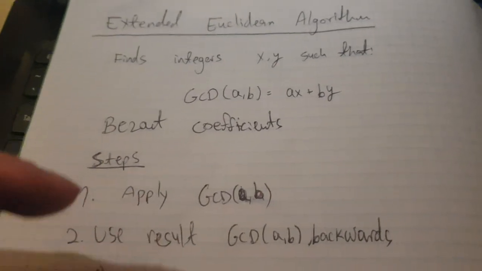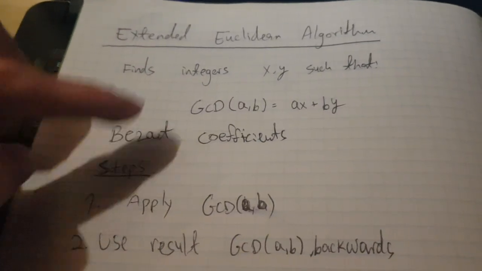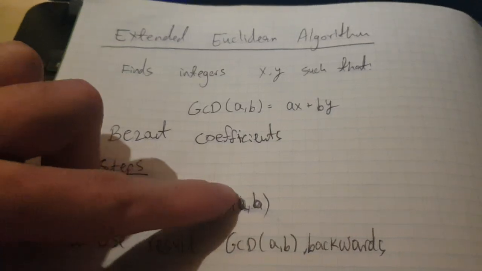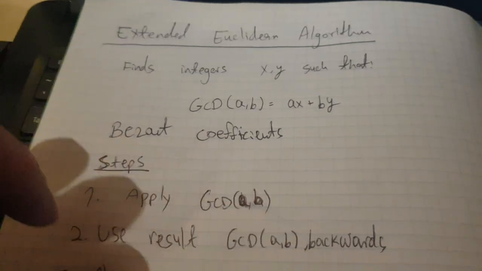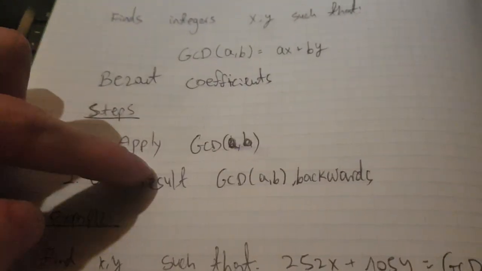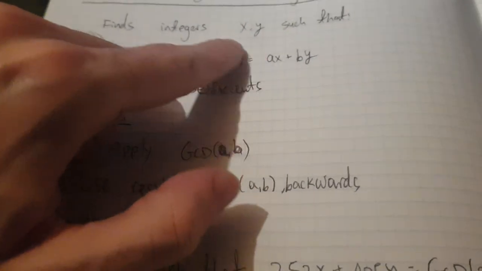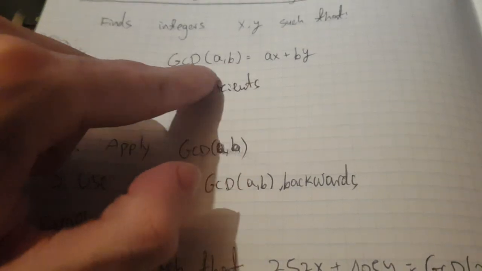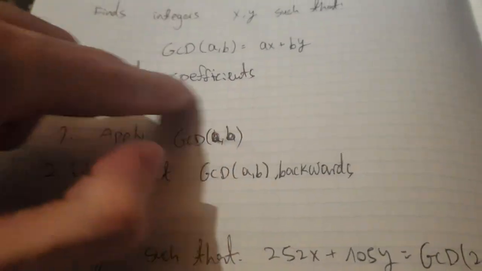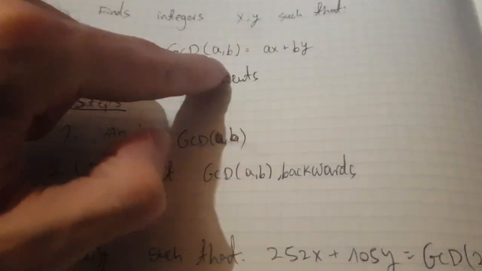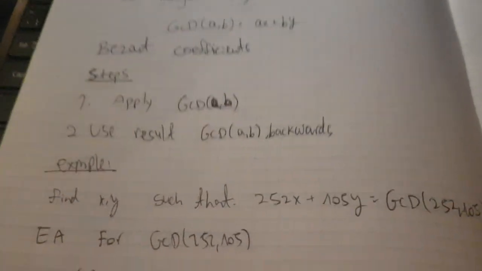So what we're going to do, we need to firstly find the GCD of a and b. So we will apply the Euclidean algorithm for the GCD of a and b, the greatest common divisor of those two numbers. And after doing this, we will use the result, and we will see now how to go backwards to get those two coefficients such that the sum of the multiplication of those two will give the greatest common divisor of the two numbers a and b.